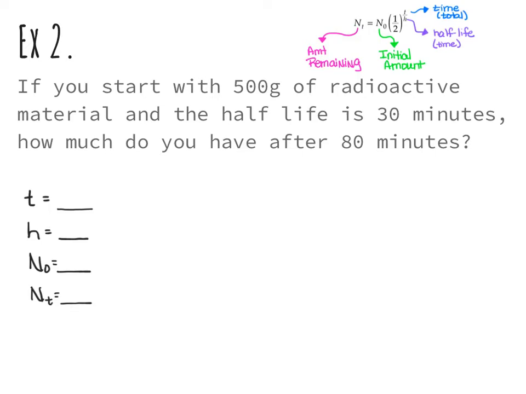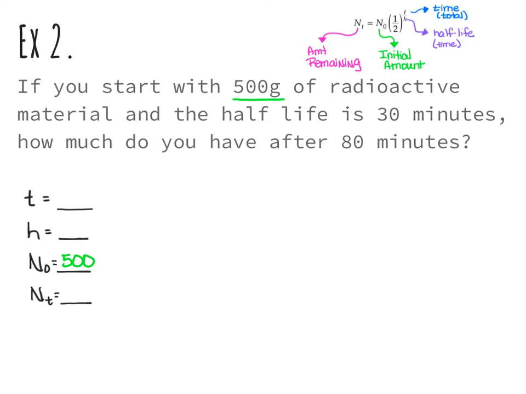All right, so example 2: if you start with 500 grams of radioactive material and the half-life is 30 minutes, how much do you have after 80 minutes? First thing I'm going to do is go back into the word problem and underline anything that's important. If you start with 500 grams, that is our initial amount, so I'm going to underline it and put it where the initial amount goes, in subset 0. I know that is 500.